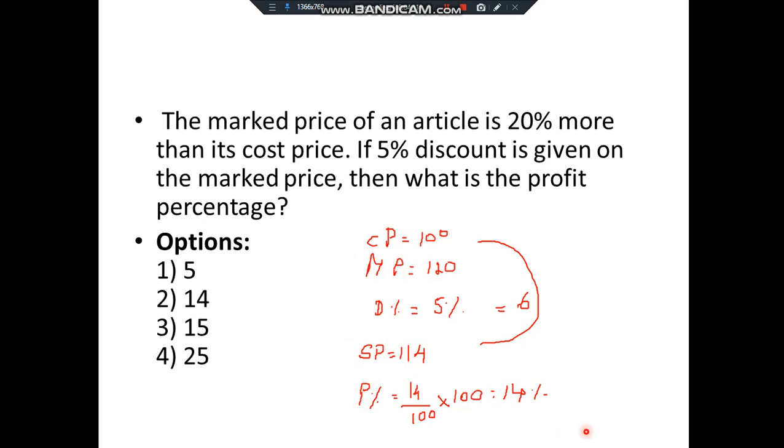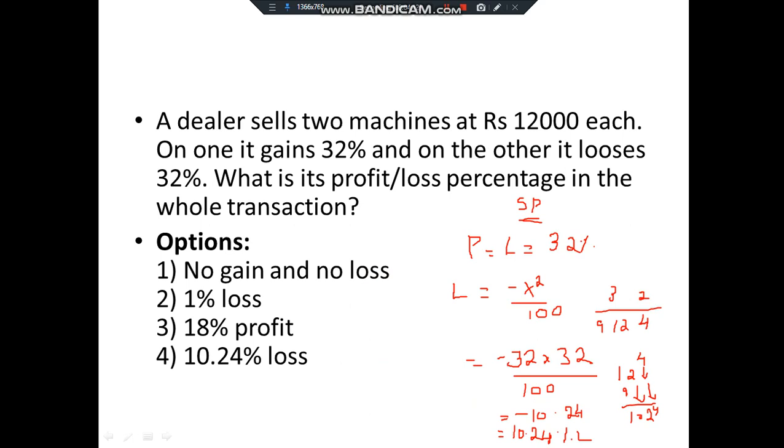Okay. Next question. A dealer sells two machines at rupees 12,000 each. On one it gains 32% and on other it loses 32%. What is the profit or loss? This we have discussed in a separate session. Okay. So those who have missed it, please watch it. Okay. So here it is selling price and not the cost price. If it is cost price and same percentage profit and loss, then the answer is no gain or no loss. But here it is selling price.